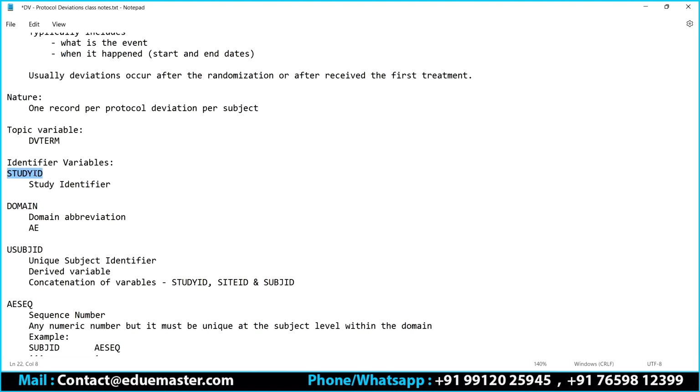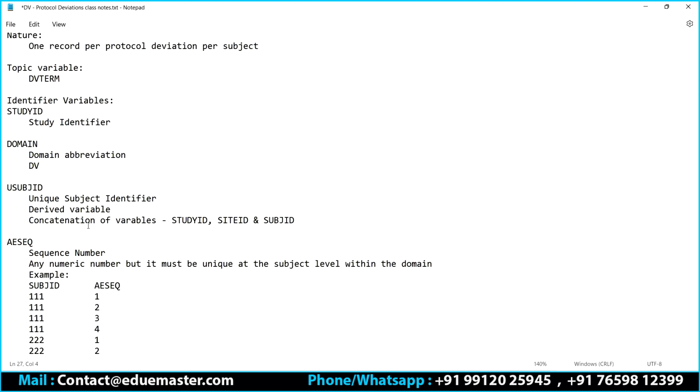What are they? Study identifier. It is mentioned in your protocol. Domain abbreviation, two characters long, which for your protocol deviations is going to be DV. Unique subject identifier is always going to be a concatenation of 3 different variables: site ID, subject ID, and study ID. You have the next variable.